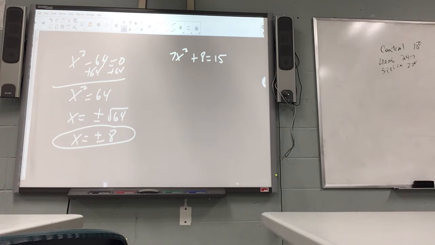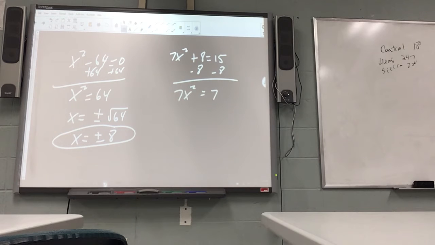Subtract the 15. I could subtract the 8. Subtracting the 8 would save me time. If I subtracted the 15, I wouldn't be wrong, but then I would have to move it back over to the other side. So just go ahead and subtract the 8 in the beginning. That gets the x squared almost by itself. It's not quite by itself. What can I do to get it by itself?